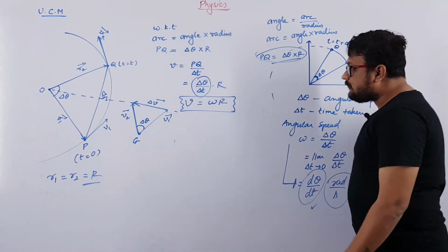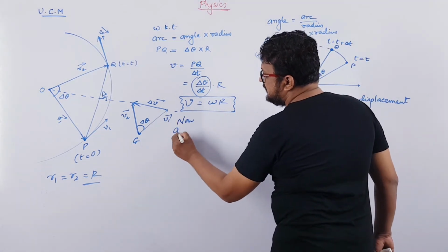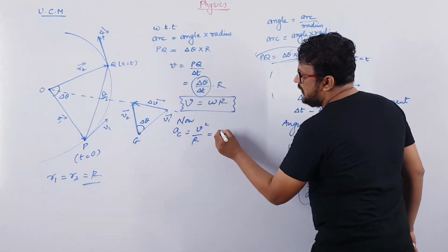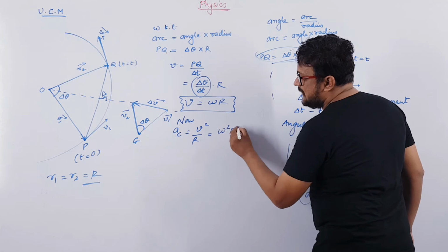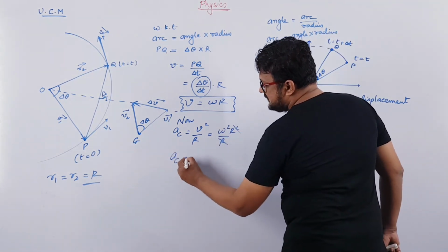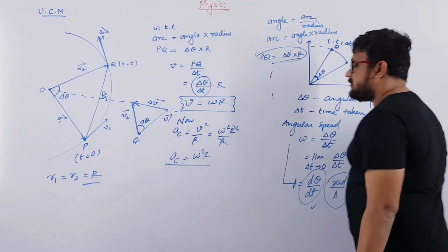Clear? Now centripetal acceleration is v square by r. So v is omega r, so omega square r square by r. So one r will get cancelled out, so centripetal acceleration will be omega square r, where omega is angular speed.